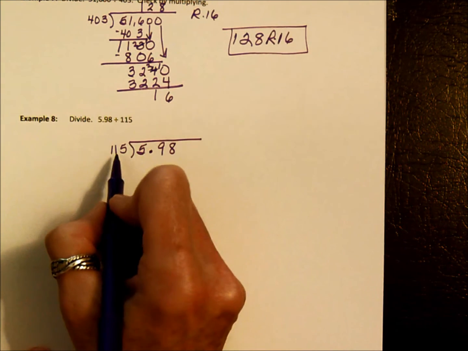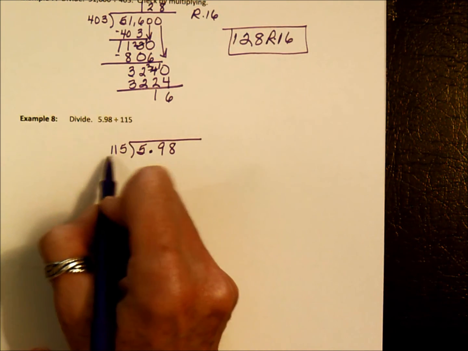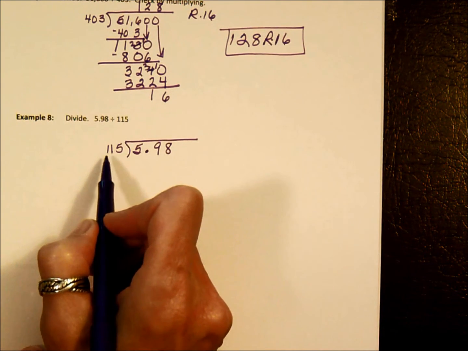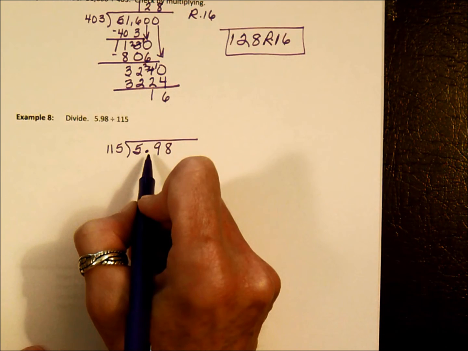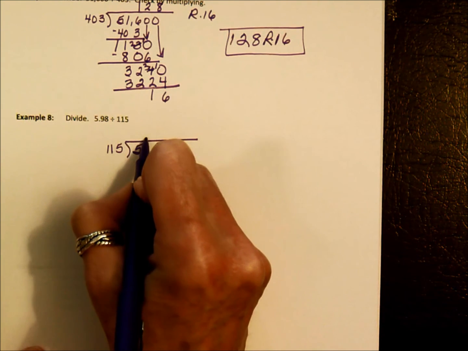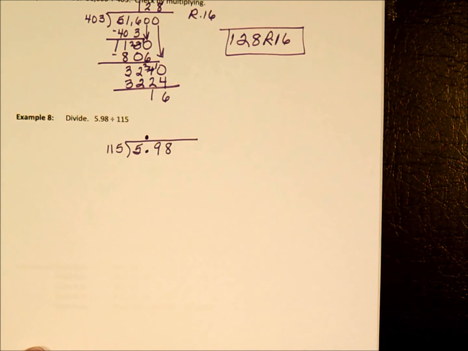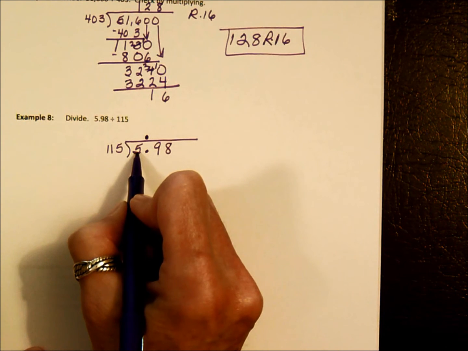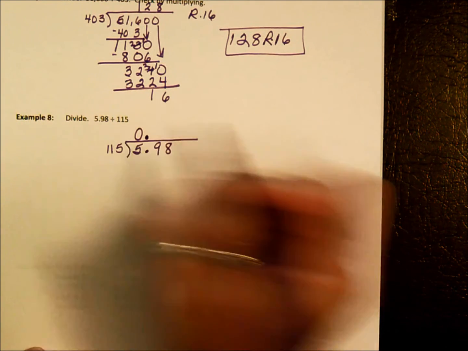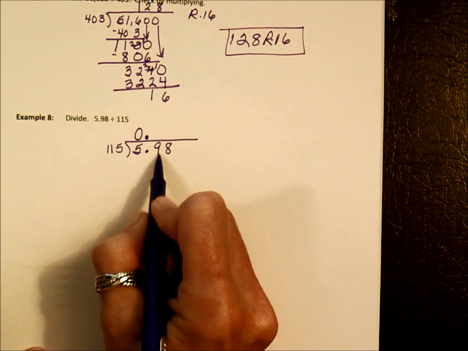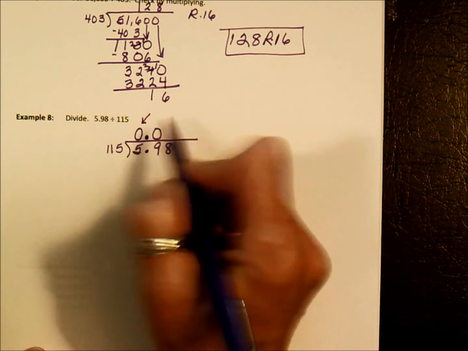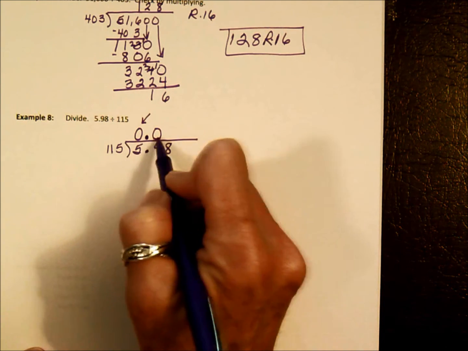If the number that you are dividing by, 115, your divisor, is not a decimal, but the other number inside, the dividend, is, you just bring your decimal point straight up before you start. And then you just divide as usual. So we say, will 115 go into 5? No. I'm actually going to put a 0 up there. Will it go into 59? No. So I have to put that 0. This 0 was optional. This one is required because it comes after the decimal point.